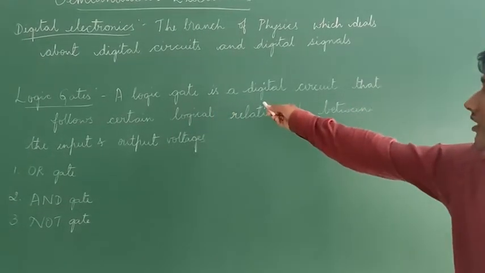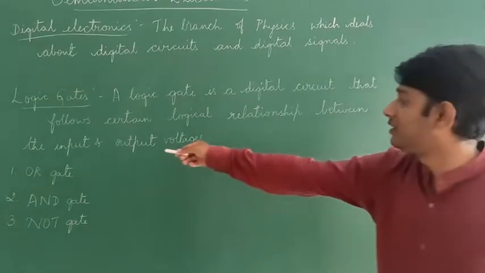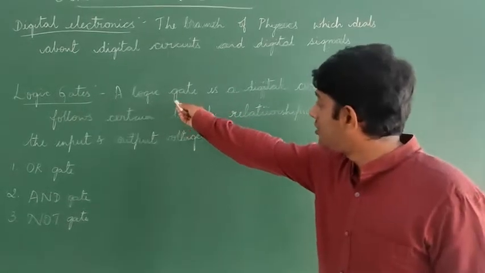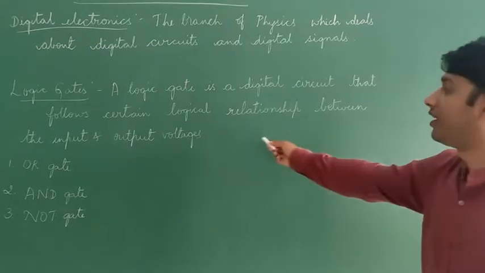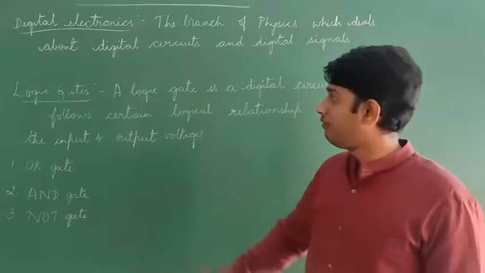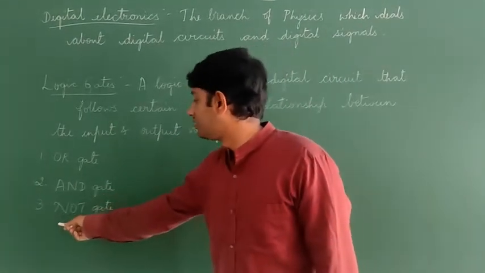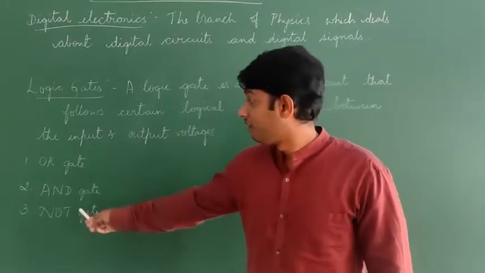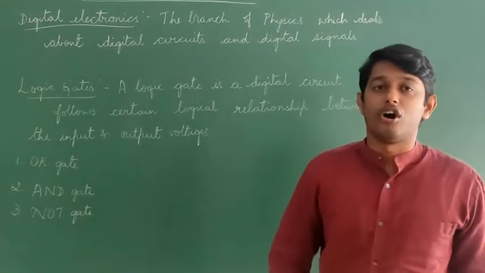A logic gate is a digital circuit that follows certain logical relationship between the input and output voltages. So there are three types of logic gates. The first one is OR gate, the second one is AND gate, and the third one is NOT gate.